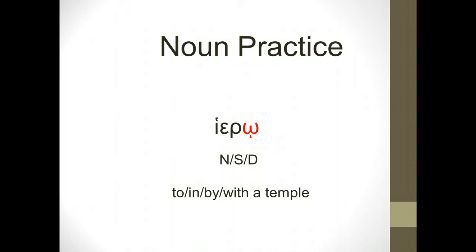So depending on context, I might want to say the man goes to the temple or the man went in a temple. Context will help us to know exactly which preposition to use, but you just need to keep in mind that with the dative, you want to add that to, in, by, or with, and sometimes even some other words that we will see as we move along.